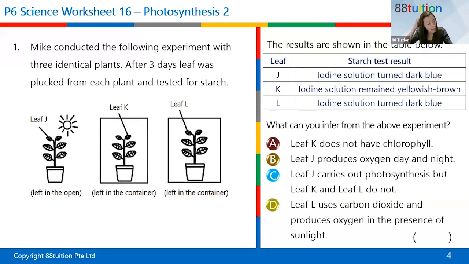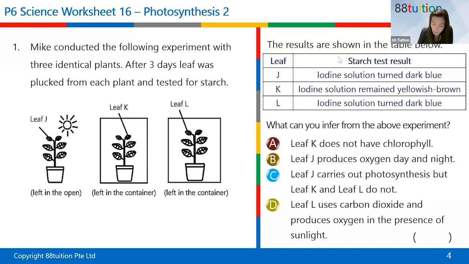First question. Mike conducted the following experiment with 3 identical plants. There are certain things I want to address. I'll be asking you quite a number of questions so you can respond, either by putting out your hand, then you can speak, or you can type into the chat. It's important that you listen to my questions, because I want to know what you are thinking. Now, after 3 days, a leaf was plucked from each plant and tested for starch. Tested for starch.